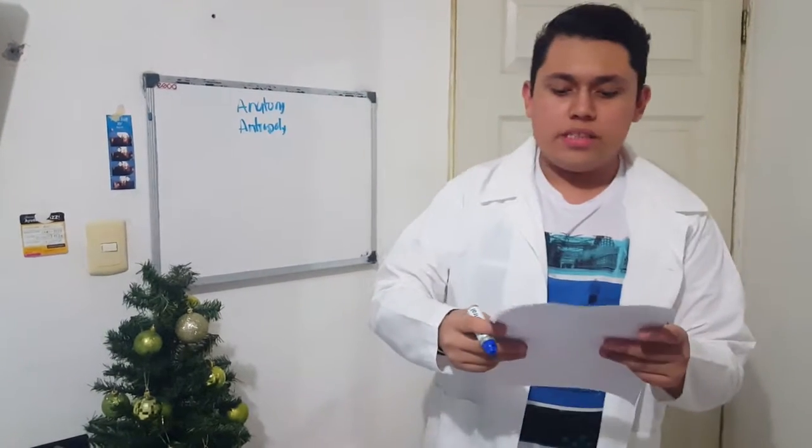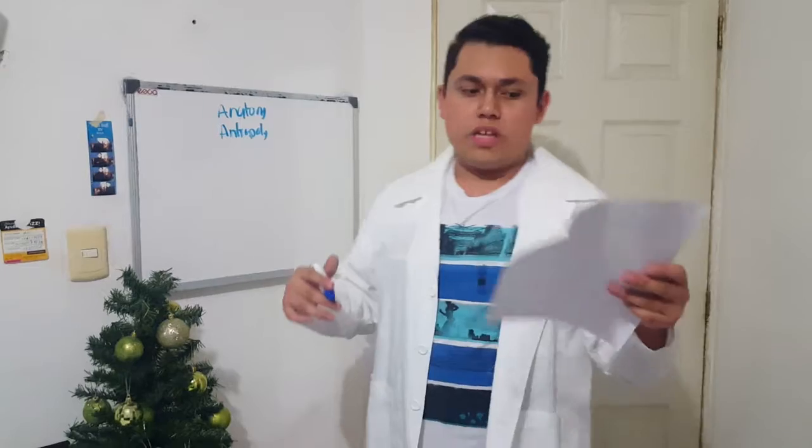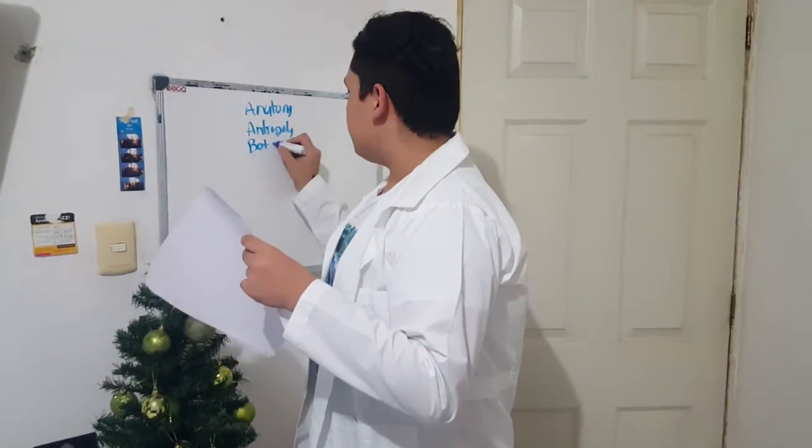anthropology. This is the study of human societies and cultures. This branch helps psychologists to understand how the human brain compares with society. Okay, then the third term is botany.